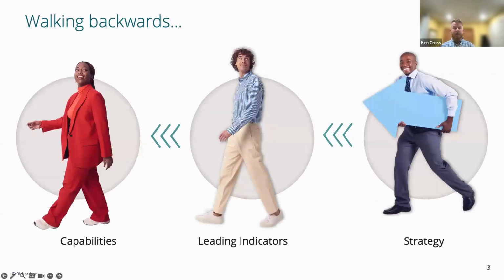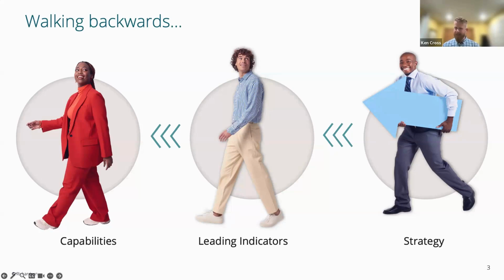So we're going to go ahead and dive in. We're going to start by walking backwards. Let me explain what that means. To help you define success for your sales team, we're going to take a bit of a backward approach. We'll start by looking at the broader organizational strategy or objectives and key results, known as OKRs.